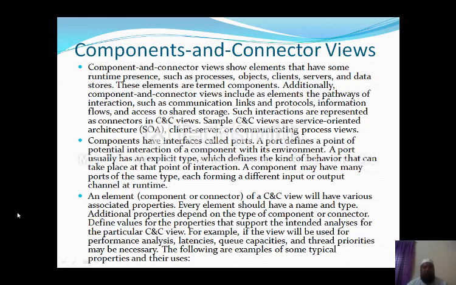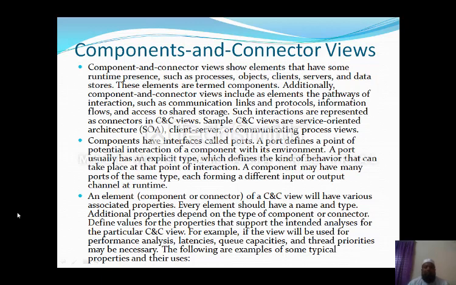Components have interfaces called ports. A port defines a point of potential interaction of a component with its environment. For every component there is a port; it's nothing but an interface port. A port usually has an explicit type which defines the kind of behavior that can take place at a point of interaction. A component may have many ports of the same type, each forming a different input or output channel at runtime. So the component must have a port.